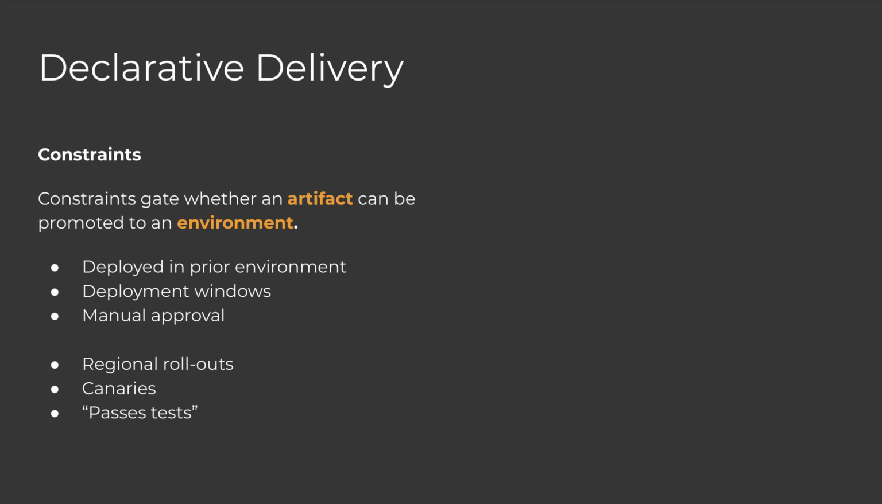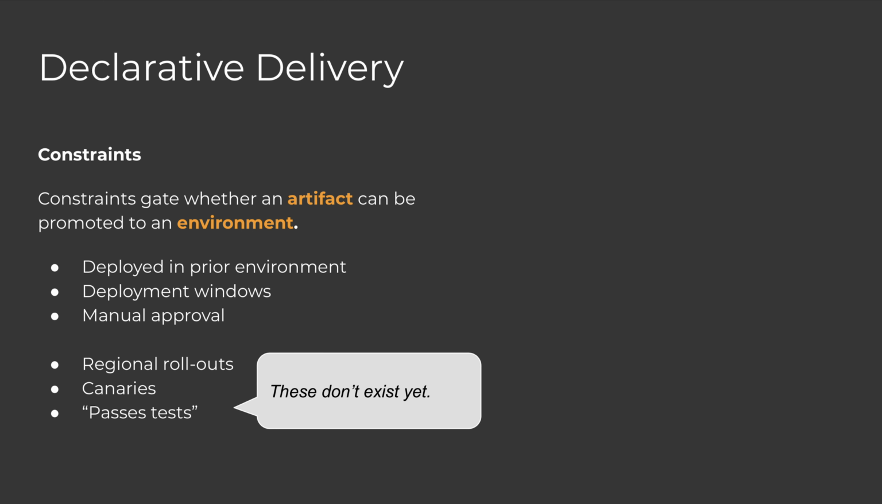So the next thing is constraints. Constraints gate whether an artifact can be promoted to an environment. For example, constraints are like: this artifact must have been deployed in a previous environment, or this artifact can only be deployed during the workday, or this artifact needs manual approval before it goes into an environment. And these three things, the first ones, are built, or they're being built right this moment. Well, Monday this week. The second things don't exist yet, but this is where we're going.